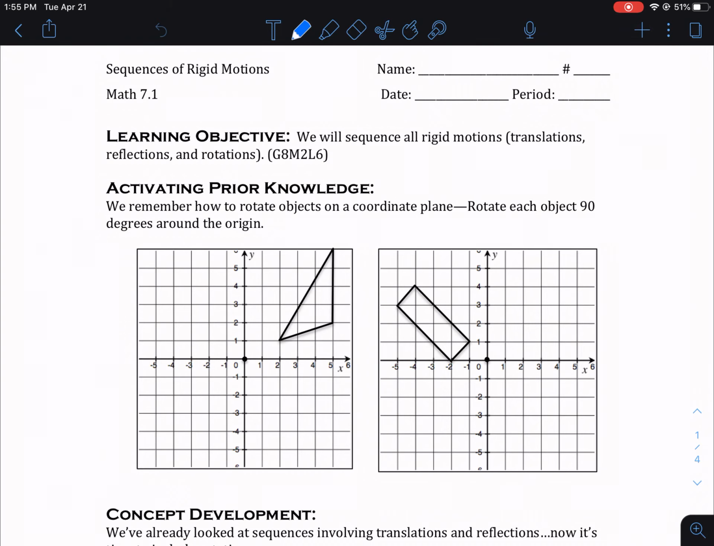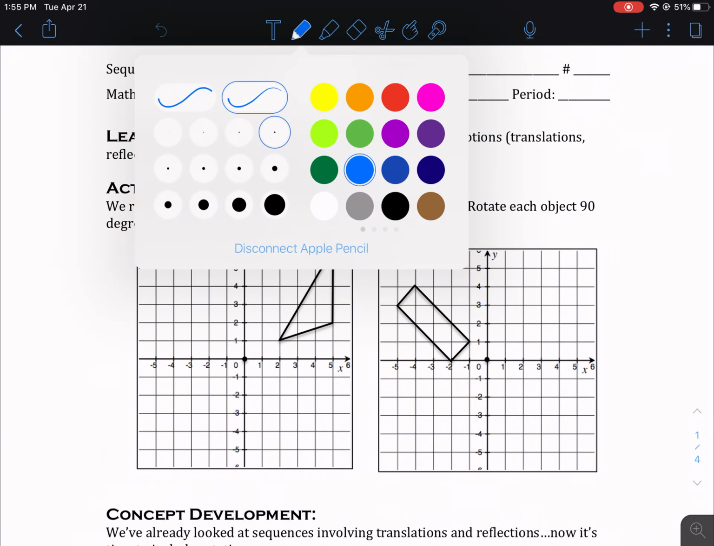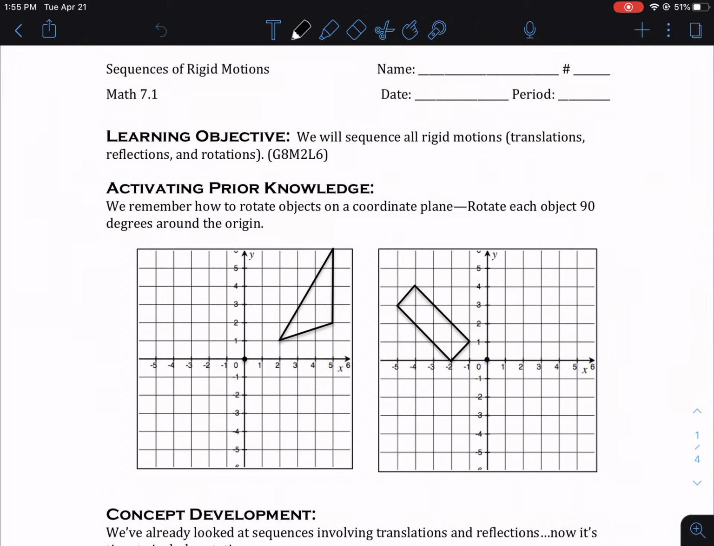Hey guys, so what we're going to be doing today is putting together everything that we've learned. We've learned how to do a translation, a reflection, and a rotation, although quite tricky. We have learned how to sequence specific transformations.